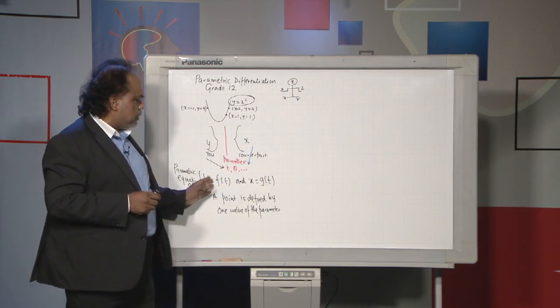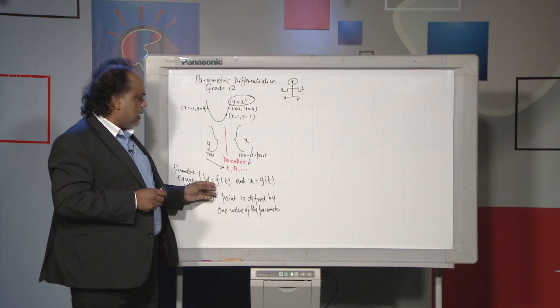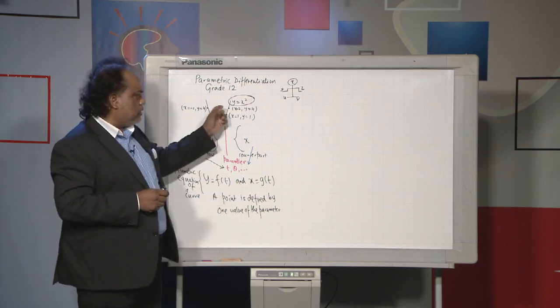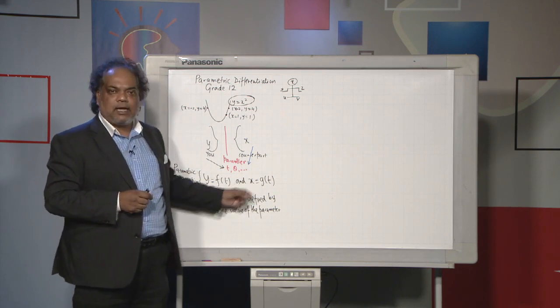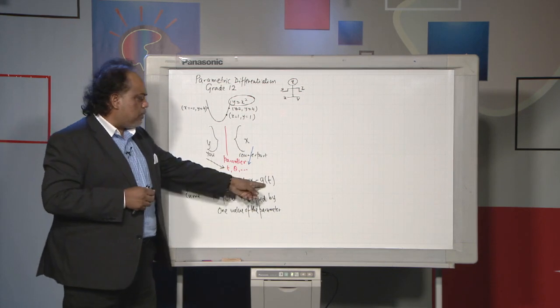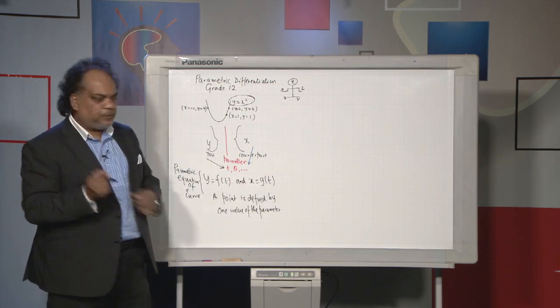So when you look at the two equations, don't say, well, it's a waste of time. One equation, why split it into two? It has its advantage. The advantage is that you have only one parameter controlling everything.